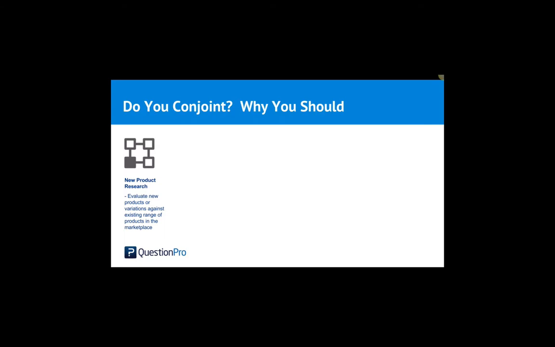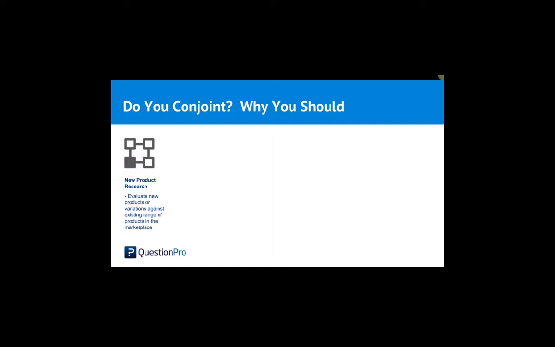So do you conjoint, and why you should? The very first reason is that it offers an opportunity for you to test new product ideas and evaluate how they could possibly perform against existing ranges of products in the marketplace. So for instance, if you are a company that is looking to add a new product or service and you want to see how it would do among your target audience, you would use conjoint analysis and build several products and services and show them against ones that are existing and see how they resonate with the existing audience.